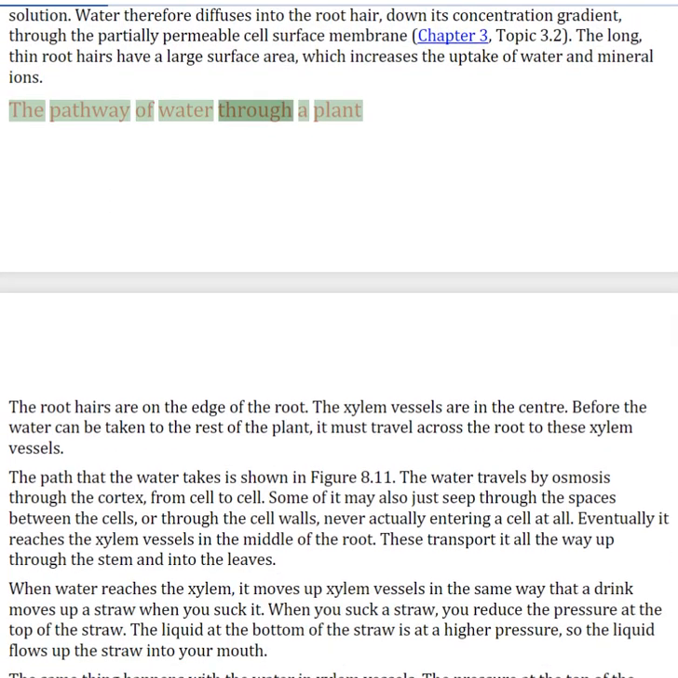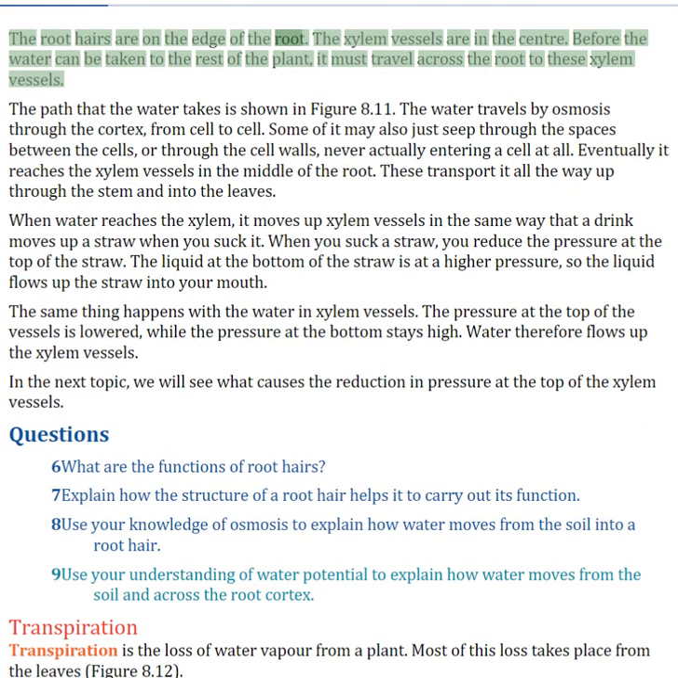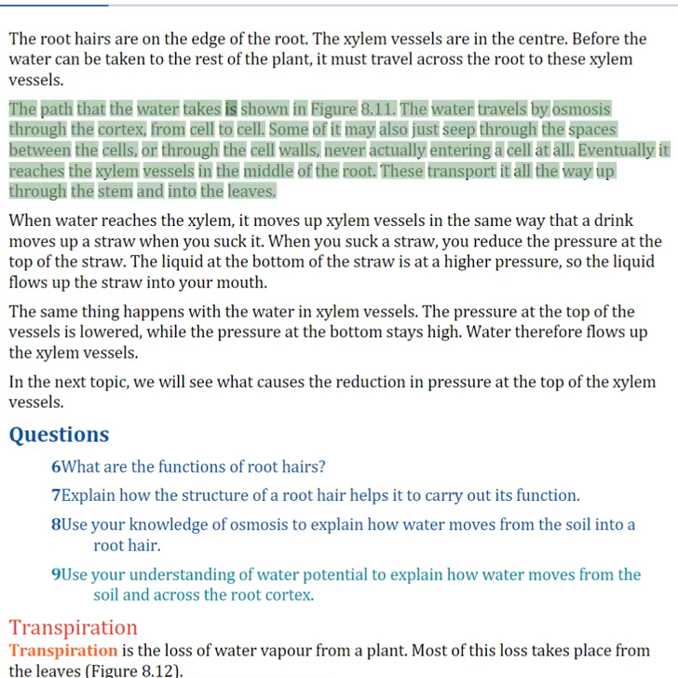The pathway of water through a plant. The root hairs are on the edge of the root. The xylem vessels are in the center. Before the water can be taken to the rest of the plant, it must travel across the root to these xylem vessels. The path that the water takes is shown in Figure 8.11.